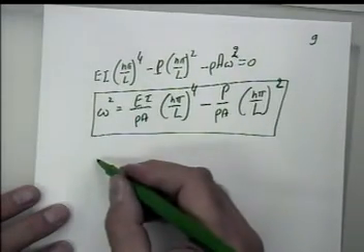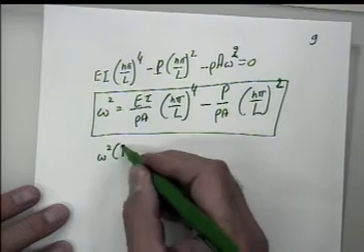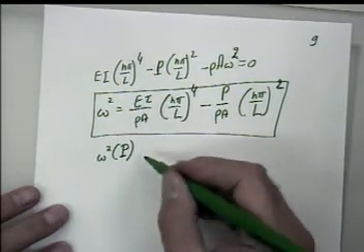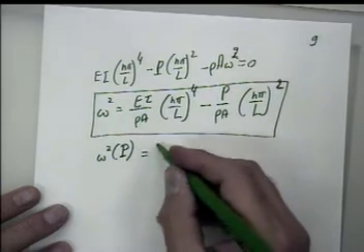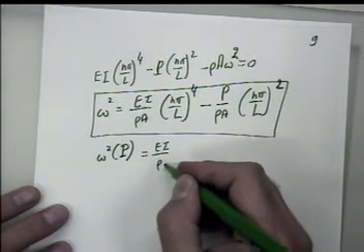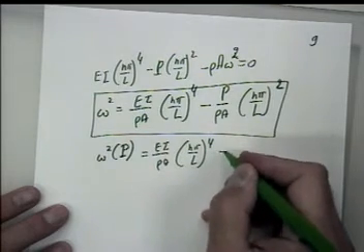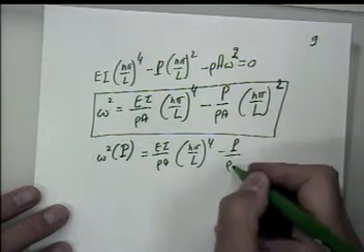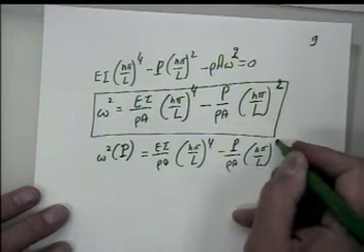Now we can actually say that this is omega square as a function of P, because P is here. So then we can write EI over rho A n pi over L to the fourth power minus P over rho A n pi over L squared.